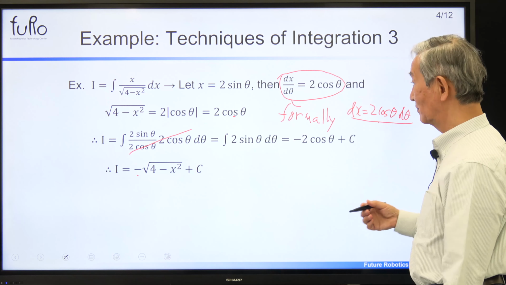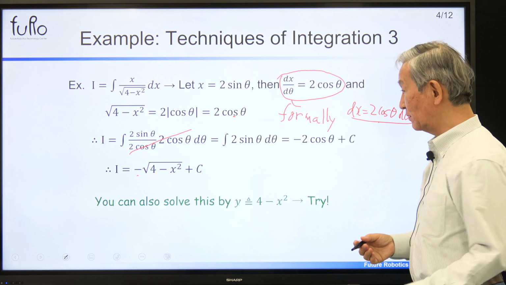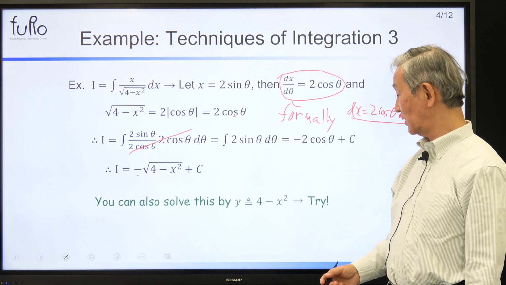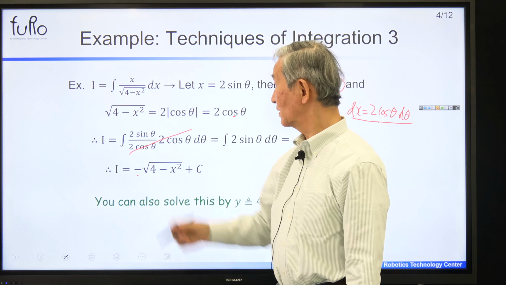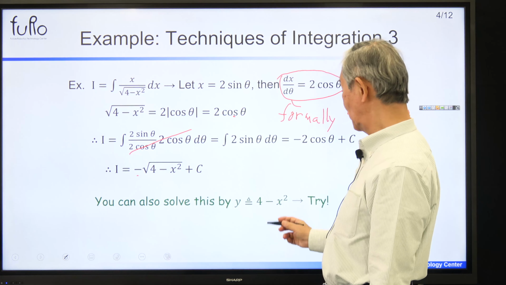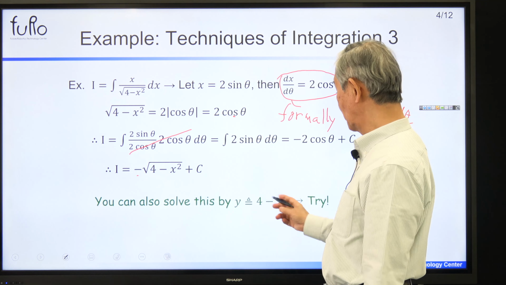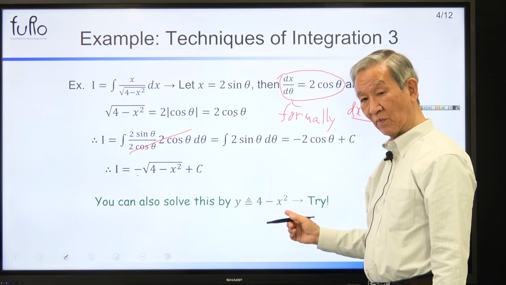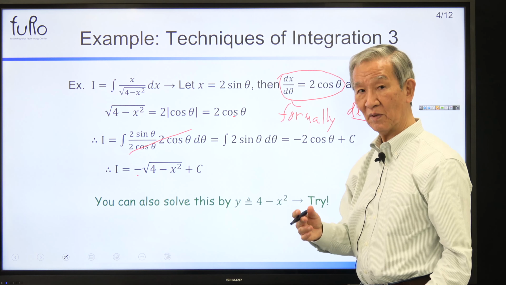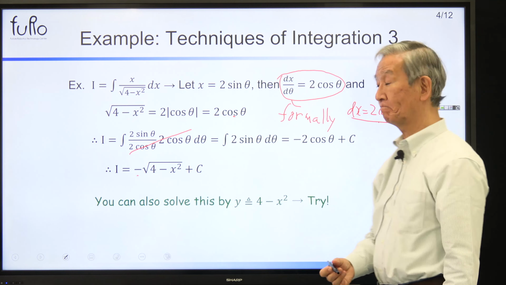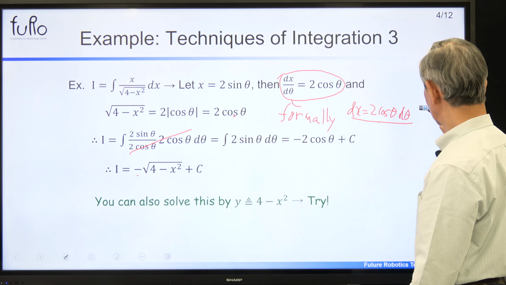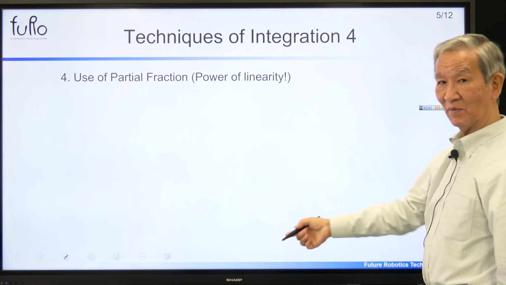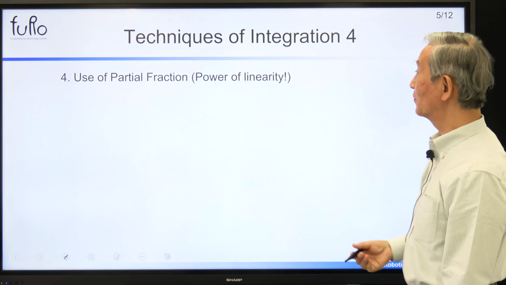Okay. Well, of course, as I've been repeating myself, you can also solve this by setting y equal to 4 minus x squared. You get square root of y here, and at the top you move this over: x squared equals 4 minus y, so x is equal to the square root of that, blah, blah, blah. You can do pretty much the same thing here. Well, I would say this is easy, but anyway, if you're interested, try that.